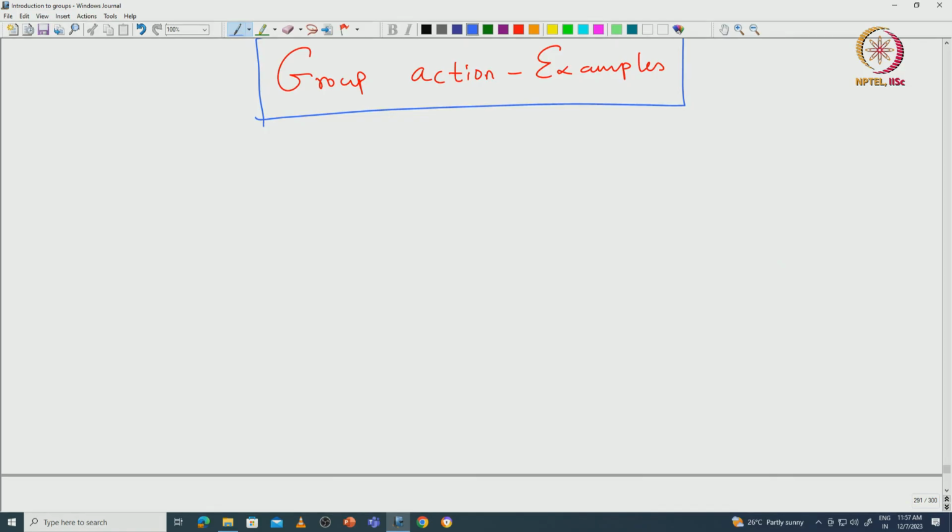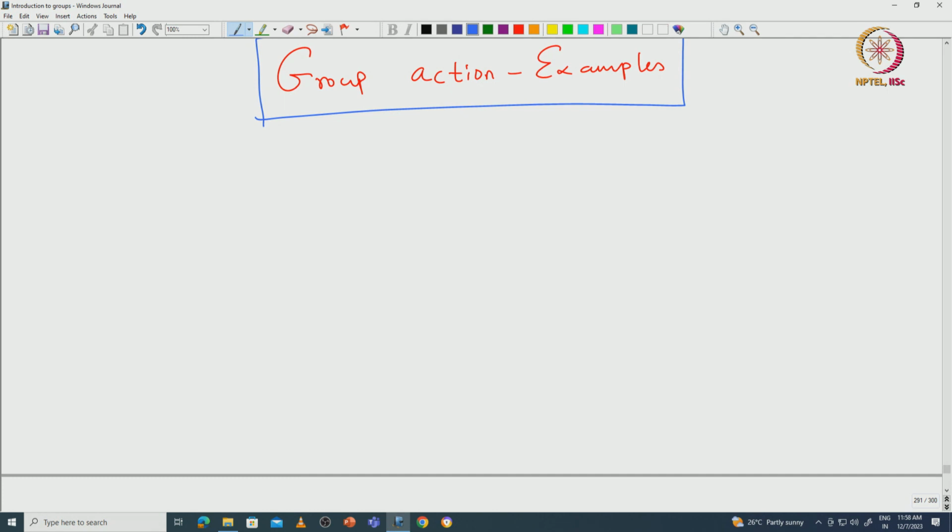Welcome back everyone. In this lecture I will continue with the definition of group action, and we will also see some examples of group actions. Okay, so let us recall what we defined. I gave two definitions of group action. We will always work with the first definition.